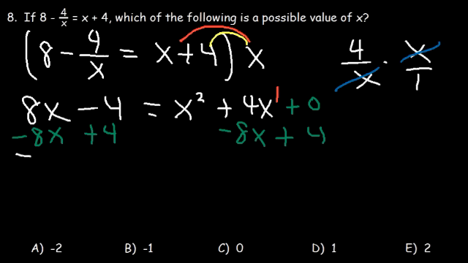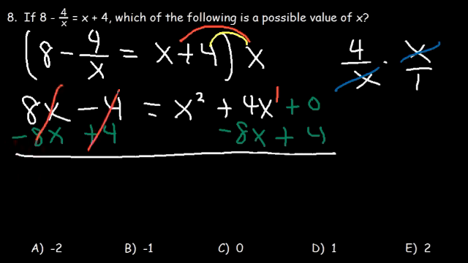If there's nothing there, it's a 0. So these cancel. On the left side, there's nothing left over, so it's a 0. So 0 is equal to x squared, and then 4 minus 8 is negative 4. 0 plus 4 is 4.